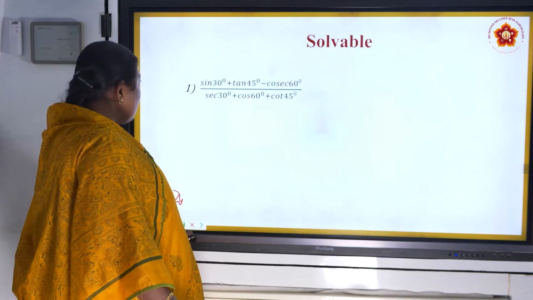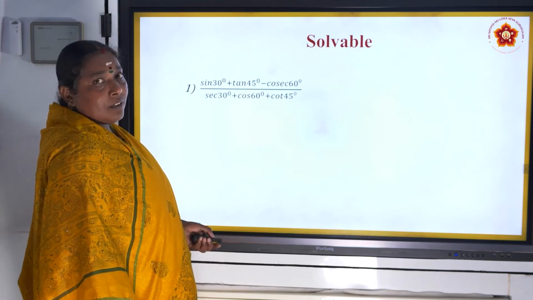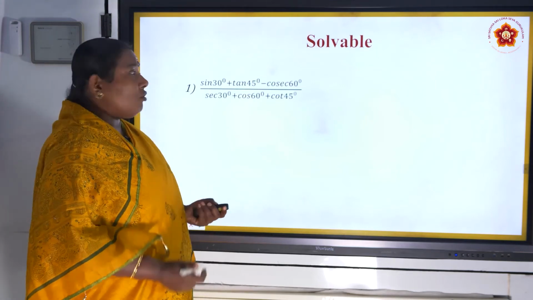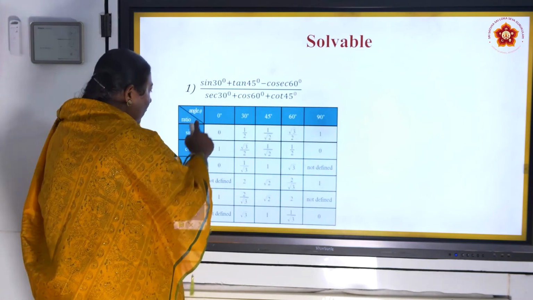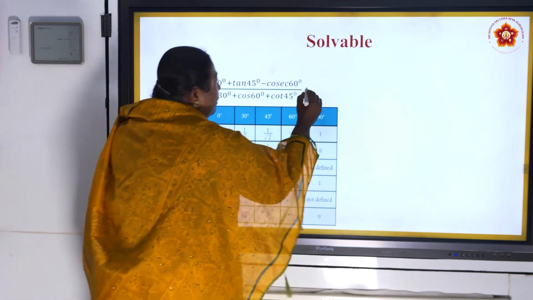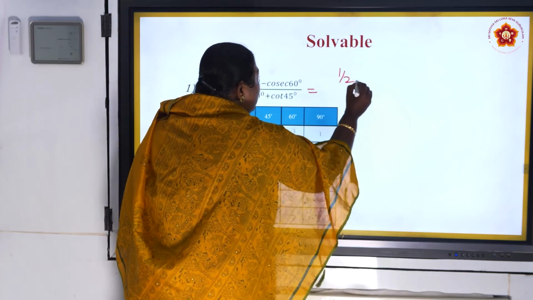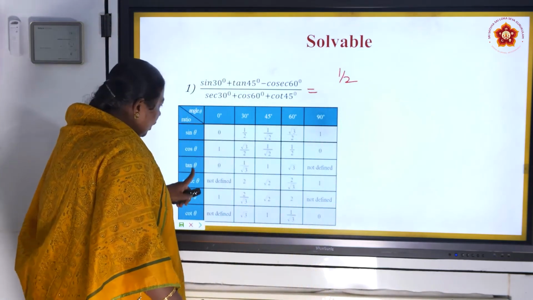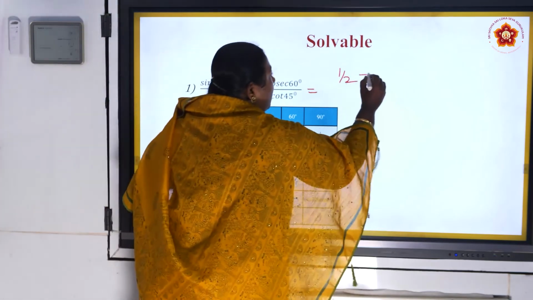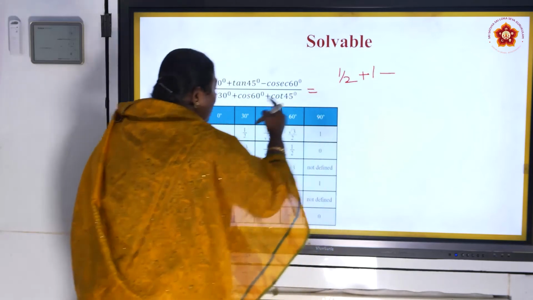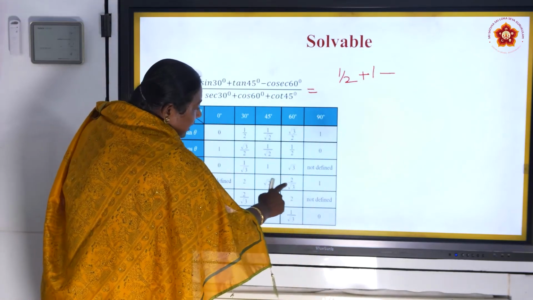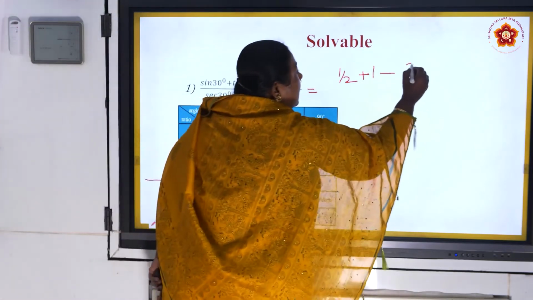Next, let us do some sums in this. So right now I cannot remember, so what do I have to do? Let me have the table. So sine 30. What is my sine 30? 1 by 2. So let us write it as 1 by 2. Next, what is my tan 45? Tan 45 is 1, plus 1. Next, minus cos 60. What is my cos 60? 2 by root 3.